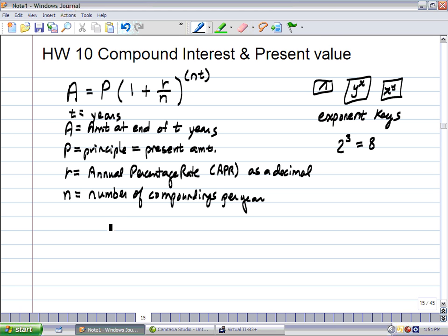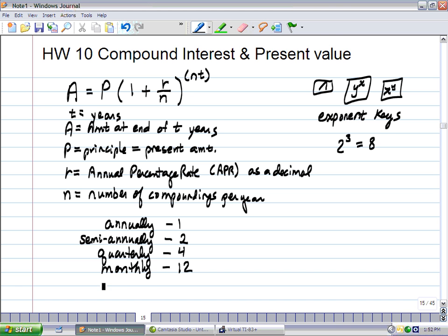Okay. The number of compoundings per year, if we compound annually, there's 1 compounding per year. If we compound semi-annually, there are 2 compoundings per year. If we compound quarterly, there are 4. If we compound monthly, there are 12. If we compound weekly, there are 52. Daily, there are 365. I've never known of a case where leap day was counted, but sometimes 360 is used. Yes, for the calculations, that could make a difference in the amount of money.